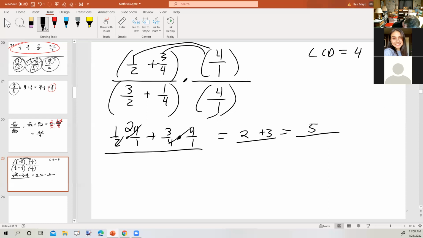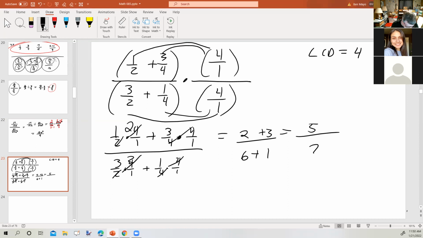All right, and then in the denominator, we're going to get 3/2 times 4/1 plus 1/4 times 4/1. 3/2 times 4/1, 4/2 is 2. So I get 6 plus the 4's reduce, 1, which is 7. So my final answer is 5/7. I've taken a complex fraction and converted it into a simple fraction, and I can't reduce the simple fraction any more than it already is. Any questions there?